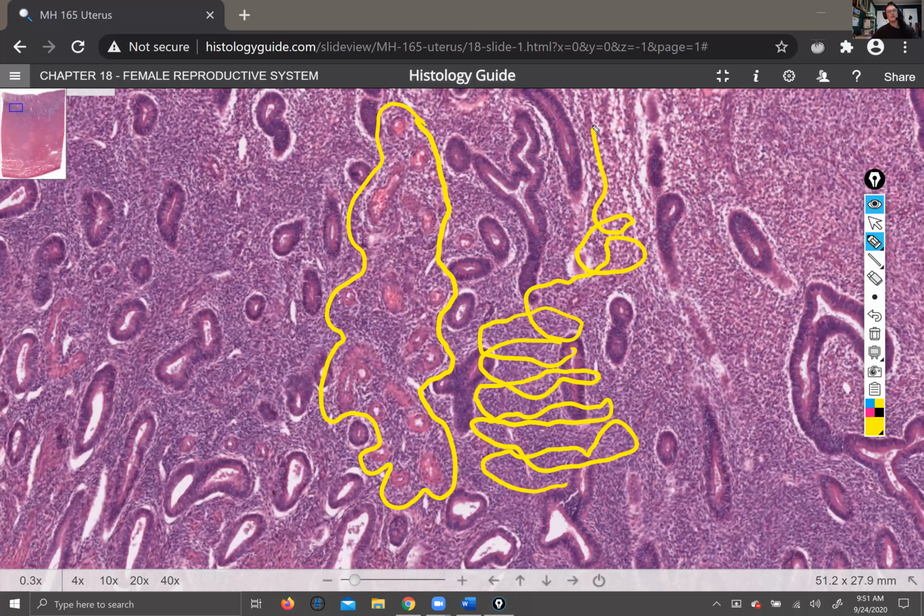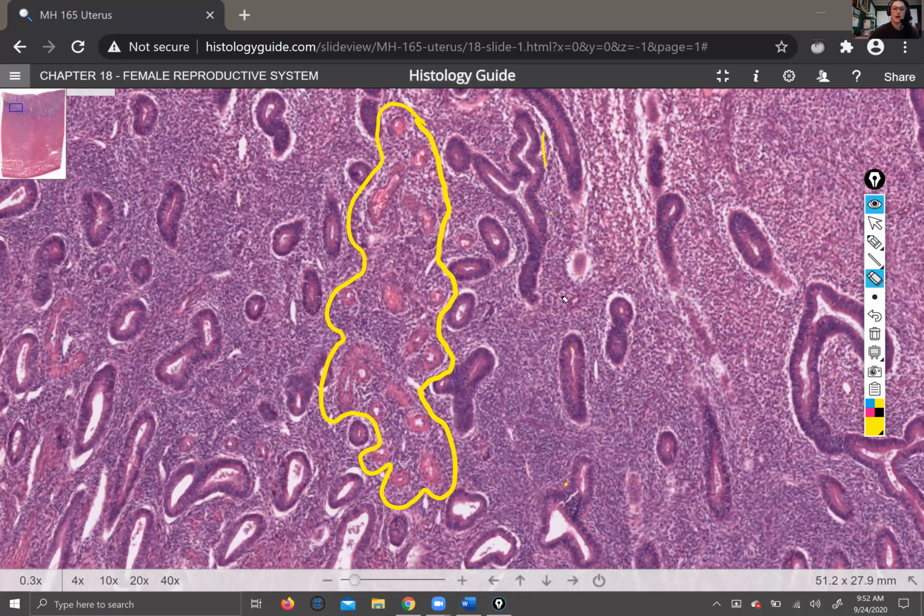But because we're slicing this tissue very thin, you just see the cut edge. So that's why it doesn't look as spirally as you might expect. And so let's zoom in a little bit before I move down to the myometrium.